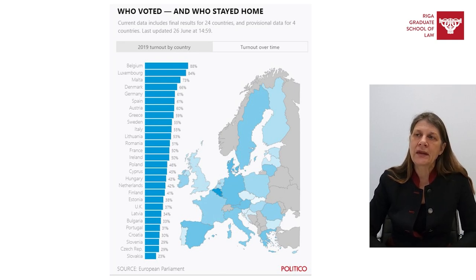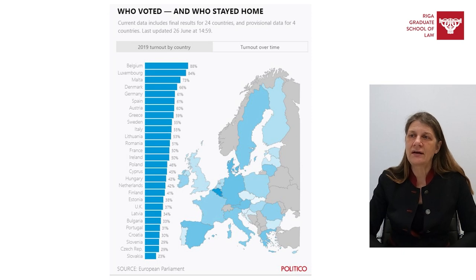My next slide now indicates the differences in turnout across Europe. As you see, I already indicated that some countries have mandatory voting. So here we have Belgium with 88% of citizens taking part in European Parliament elections. But then we also have countries like Croatia, Slovenia, Czech Republic, Slovakia, where the turnout number is below 30%. So we have to see this.